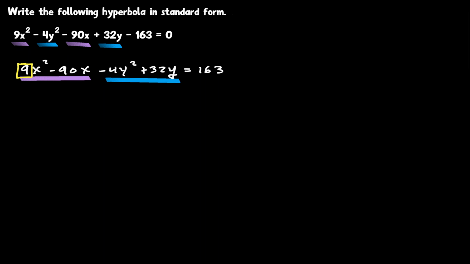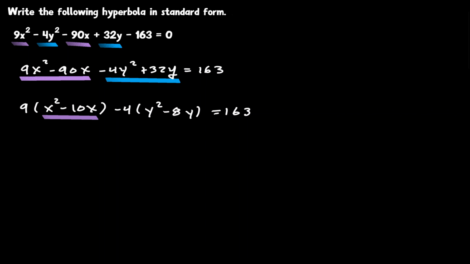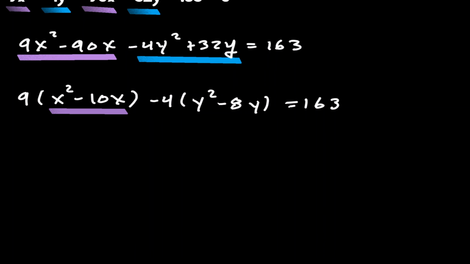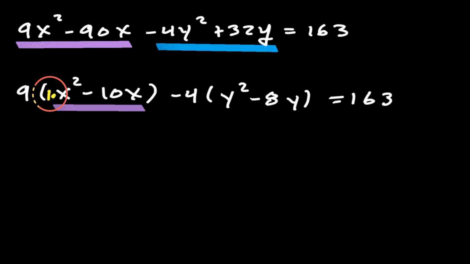When it comes to the x terms, let me factor out a value of 9. And when it comes to the y terms, let me factor out a value of -4. And on the right hand side, let's just bring that down. Now we are in a better position because the x terms are written next to each other, and now we have a leading coefficient of 1. And the same goes with the y terms that are written next to each other, and we have a leading coefficient of 1.